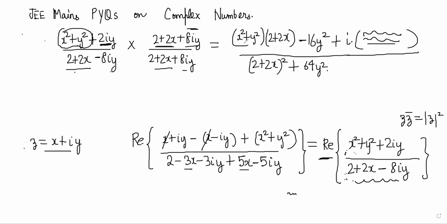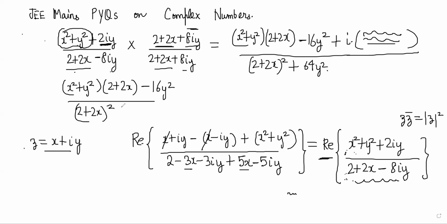So I will just say that the real part of this complex number is basically x square plus y square, 2 plus 2x minus 16y square divided by 2 plus 2x whole square plus 64y square, right? Correct? Yes, sir. This is the real part we have calculated now. Now we'll also put the condition that x is equal to 3 because the real part of z was 3, right? Yes, sir. We'll simplify it further.